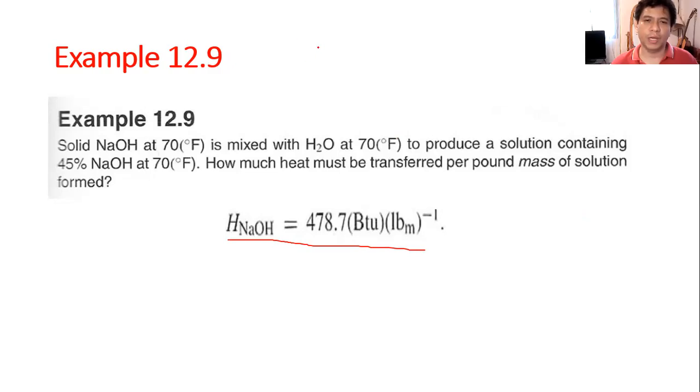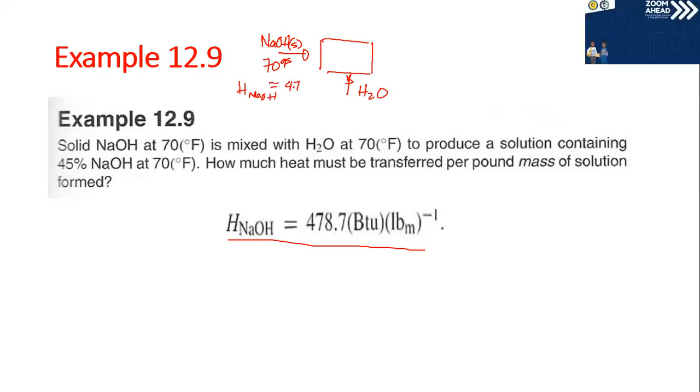So, tinunaw nyo lang, so we have, drawing nyo muna. So, meron tayong solid sodium hydroxide. Okay? Tapos, minix natin sa water. Ito, ang temperature nito is 70 degrees Fahrenheit. Anyway, basta yung enthalpy nito is given to be 478.7 BTU per pound mass.